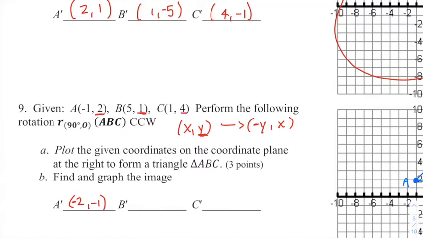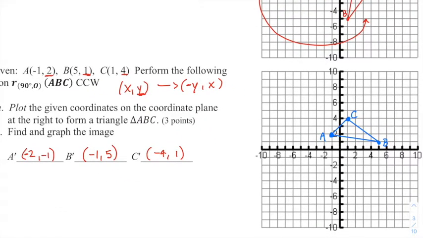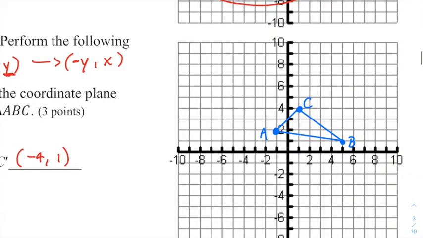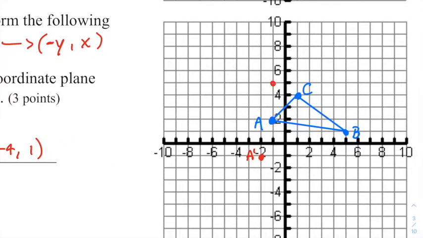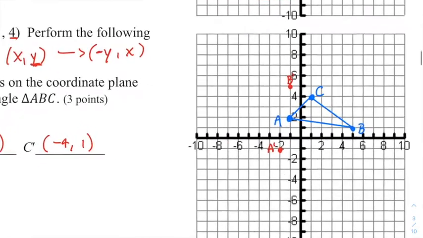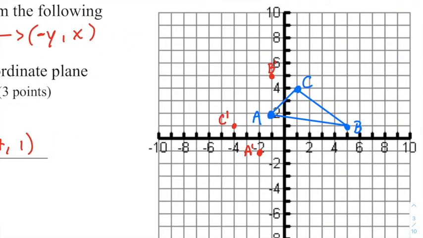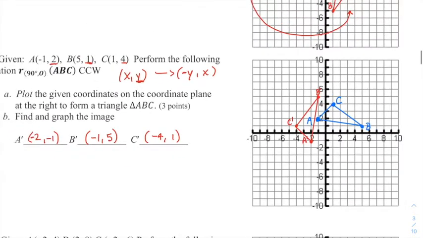Then we're going to do that same thing there. So change the order, and then also swap the sign. -1 and then comma 5. Next one here, -4 comma 1. And then we can go and plot all those points there. So let's see here. -2, -1. Here's your A prime. -1 comma 5. There's your B prime. And then -4, 1. There's your C prime. And then go ahead and connect them all. So that'll be that right there.